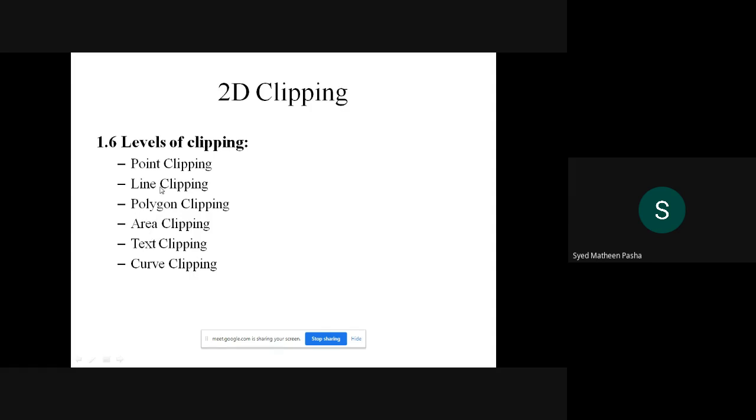So students, don't confuse this. The question for types of clipping is very different, and levels of clipping is very different. So you people don't get confused. I have seen students who confuse in this question. If they are asking types of clipping, they will write point, line, and so on. This doesn't come under types of clipping. Types of clipping is what we studied in the previous class, that is scissoring, analytical clipping, and all. So that comes under types of clipping. If the question asks what the levels of clipping are, you need to write this answer, that is point clipping, line clipping, and so on.